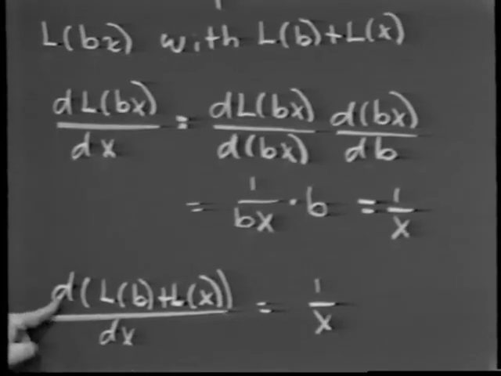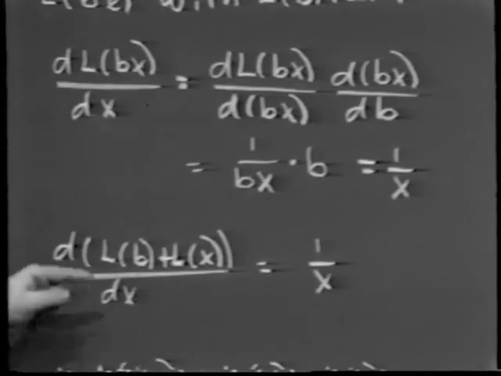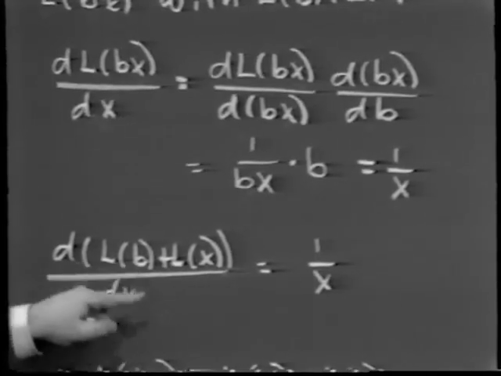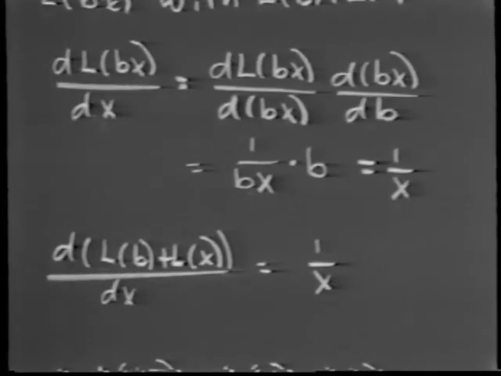On the other hand, what is the derivative of L of b plus L of x? Since b is a constant, the derivative of L of b is 0. And by definition, the derivative of L of x with respect to x is 1 over x.